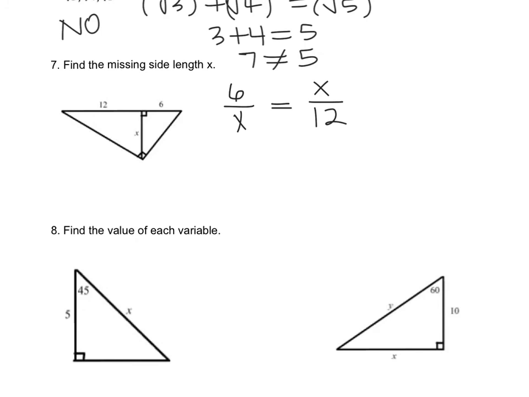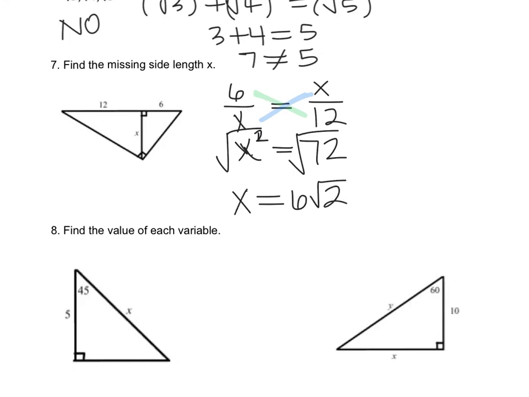Now that we have a proportion, we're going to cross multiply, and we're going to get x squared, because x times x is x squared, equals, and then 6 times 12 is 72. Then we're going to take the square root of both sides, and we're going to get x equals 6 square root 2.